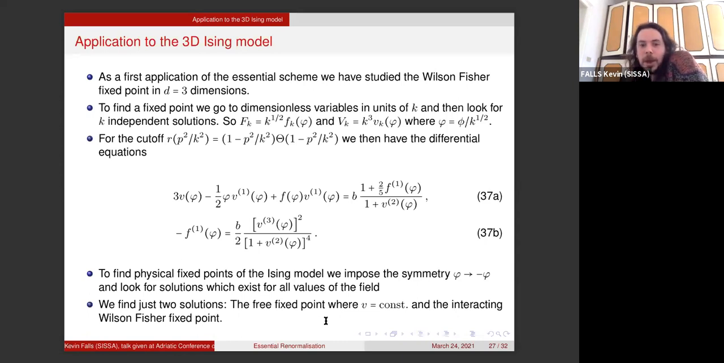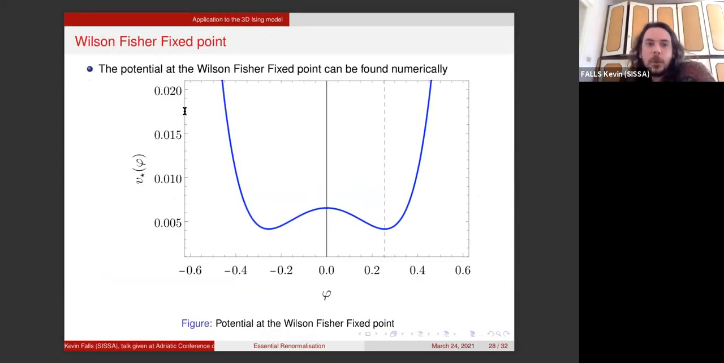So the only fixed points that you find are the trivial free fixed point where the potential is just constant. And then you also find the interacting Wilson-Fisher fixed point. So this story is the same in the standard scheme where you would be solving for V and for zeta, but these equations are much simpler to solve. So practically it's much easier. So you can do this, and then this is the form of the dimensionless potential. So you see it has this Mexican hat form, which is the form you expect for the Wilson-Fisher fixed point in three dimensions.